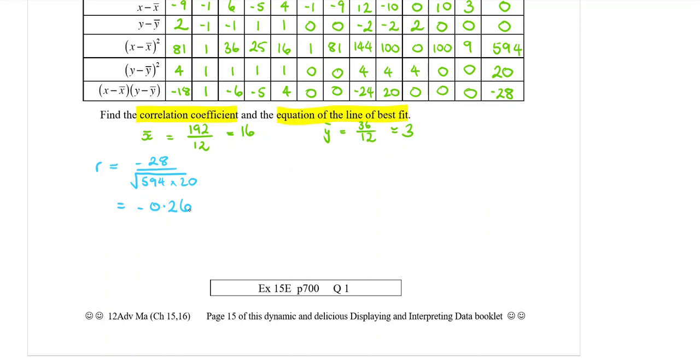Okay, using the formula at the top of your page for gradient, it said the sum of x minus x bar times y minus y bar, which is the -28 from the table. So it was the sum of this, which is the -28 down the end. Then you need to put that over the sum of x minus x bar. So here's your x minus x bar, which is 594 for the sum.